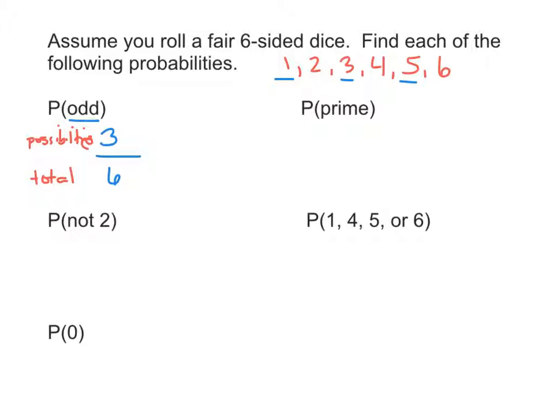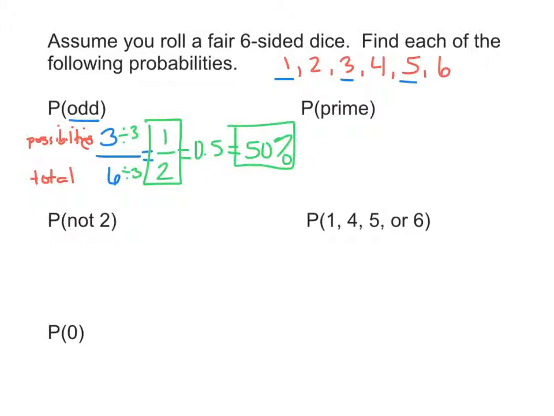Now if we simplify this, 3 and 6 can both be divided by 3, so this simplifies to 1 over 2. As a decimal, you would do 1 divided by 2, and you get 0.5, which is the same as 50%. So our answer would be 1 over 2, or 50% for our probability.